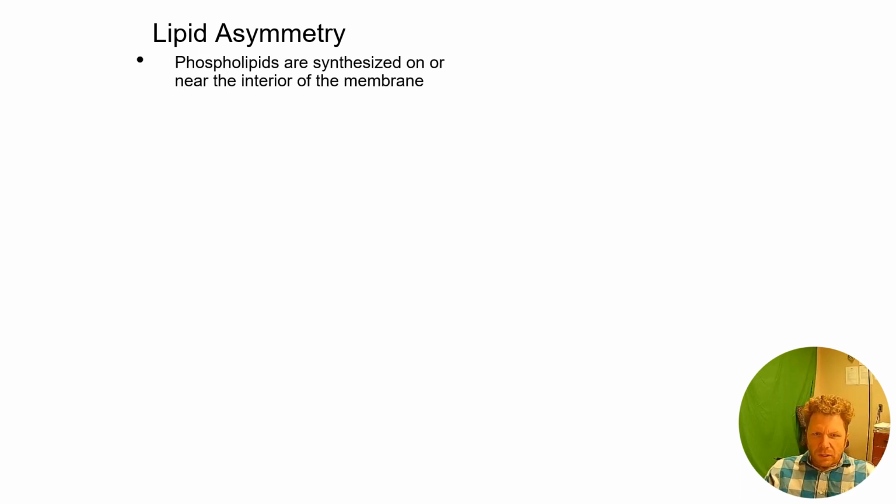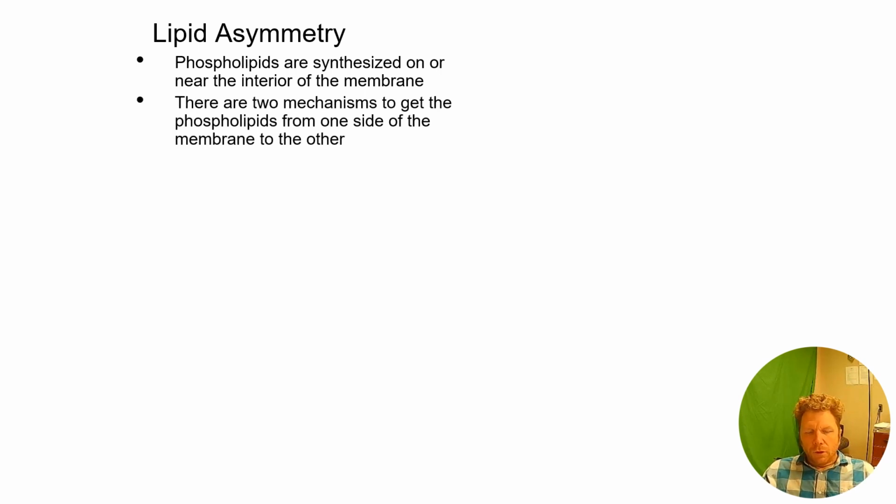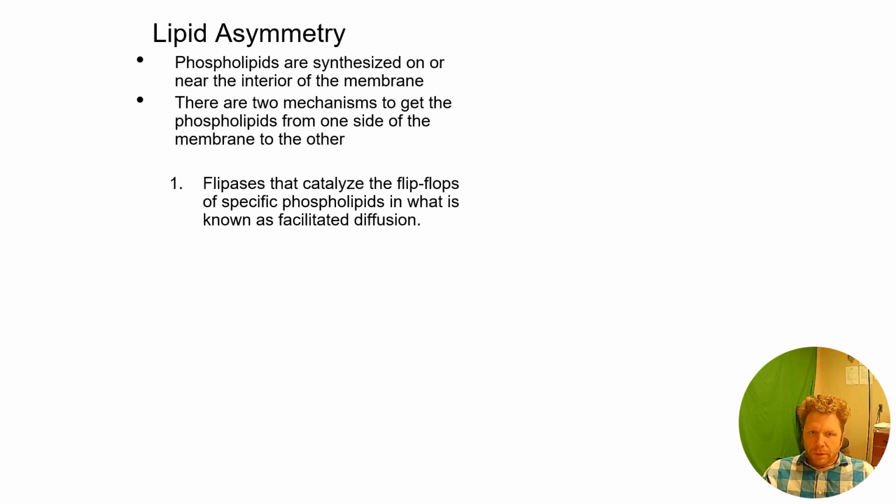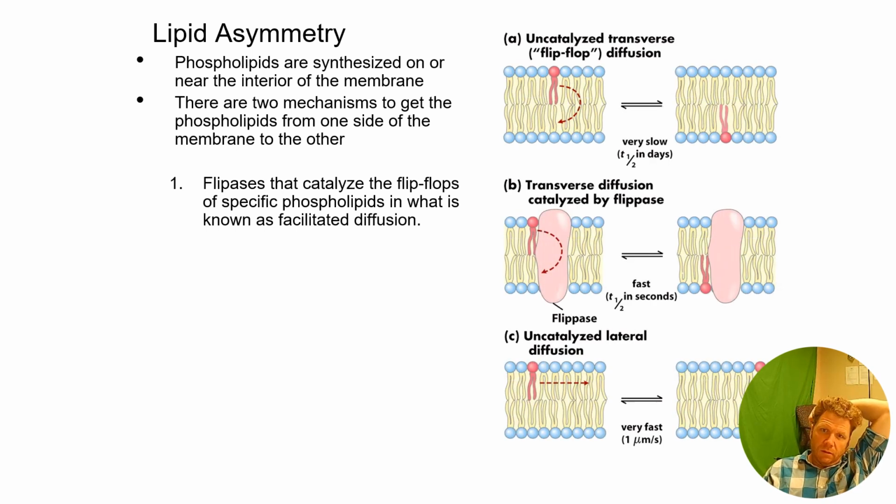Now, phospholipids are synthesized on or near the interior of the membrane. There are two mechanisms to get the phospholipids from one side of the membrane to the other. Flippases are enzymes that catalyze the flip-flops of specific phospholipids in what is known as facilitated diffusion.